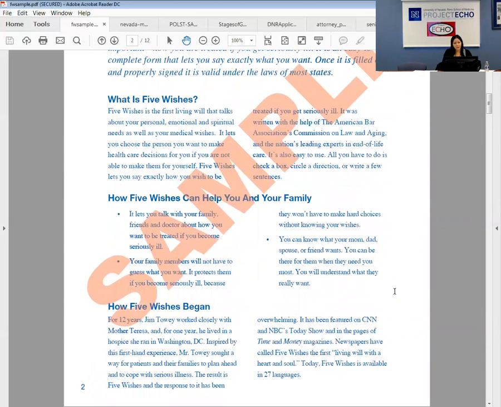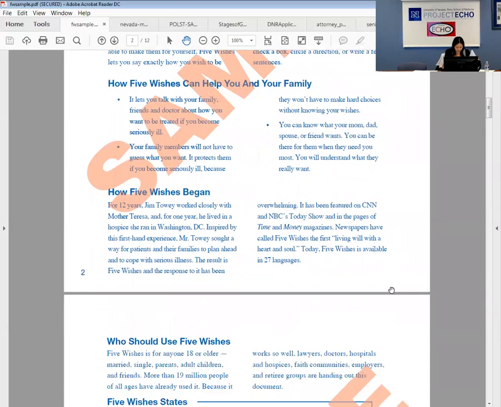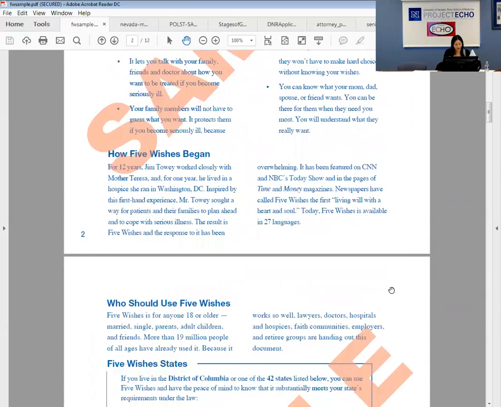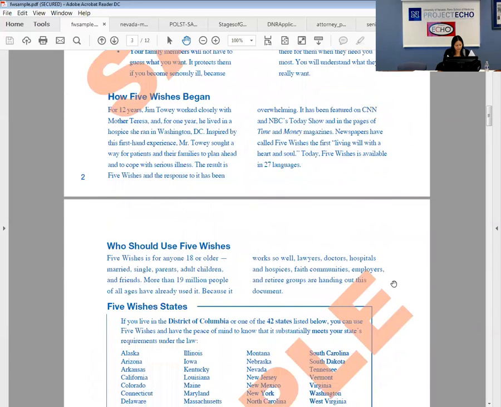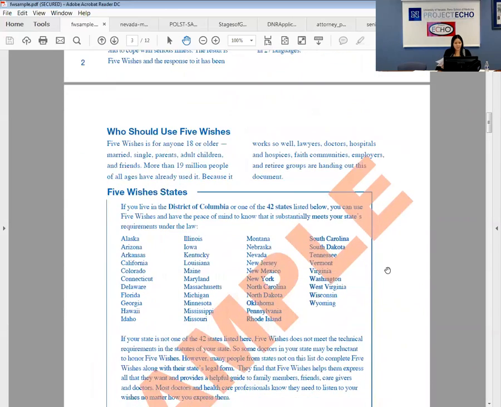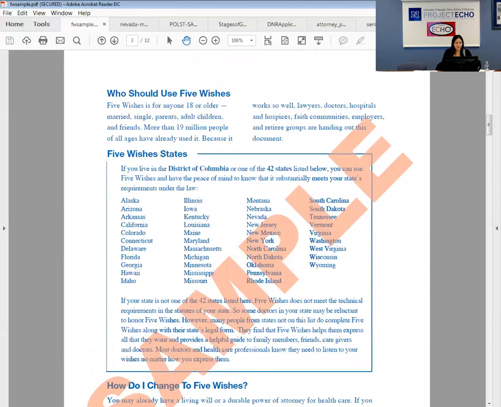This is the form that a lot of states have been using, only because it's more user-friendly. So you can go onto their website at 5 Wishes. It's in your PowerPoint: agingwithdignity.org/5-wishes. So you can obtain that form online. You can request for them to mail it to you, or there's an editable or fillable document online that you can fill out as well if you're more computer savvy.